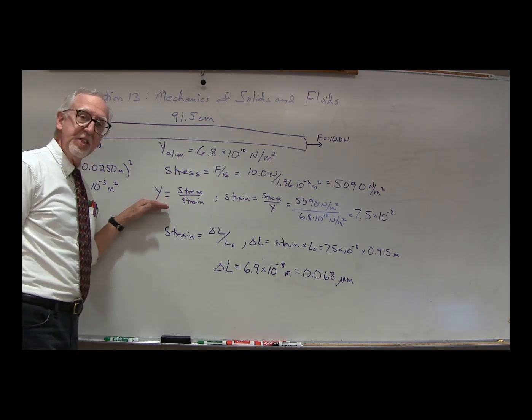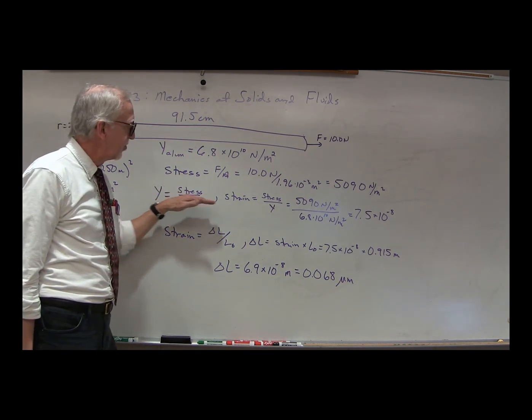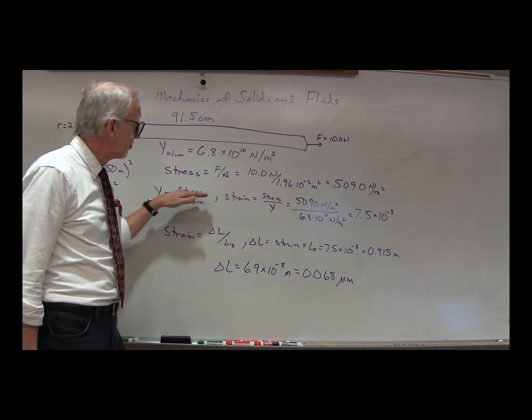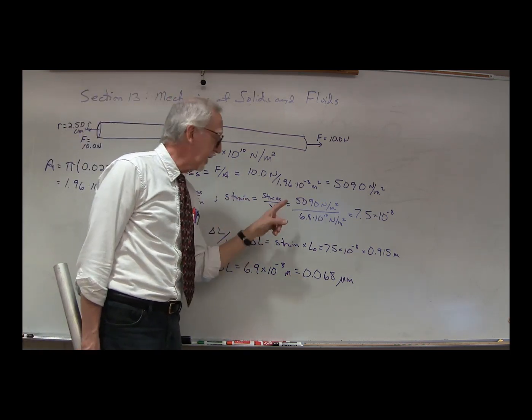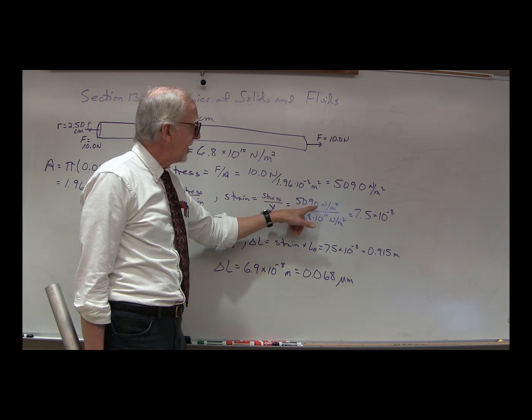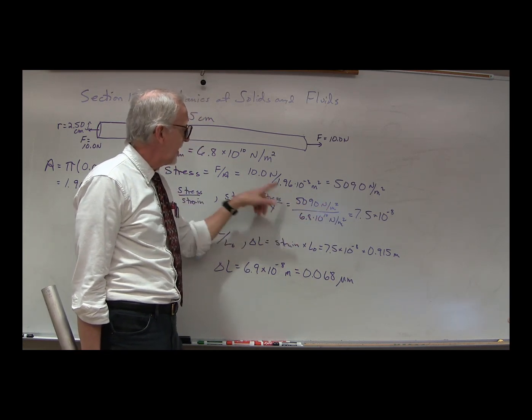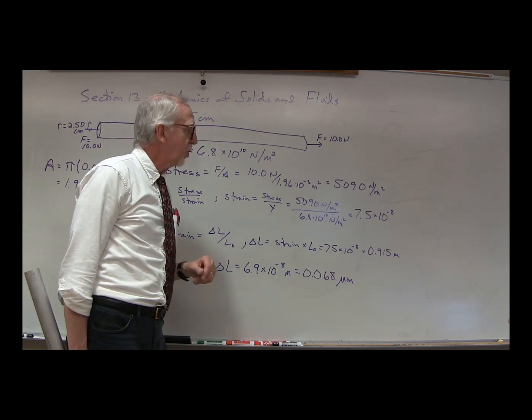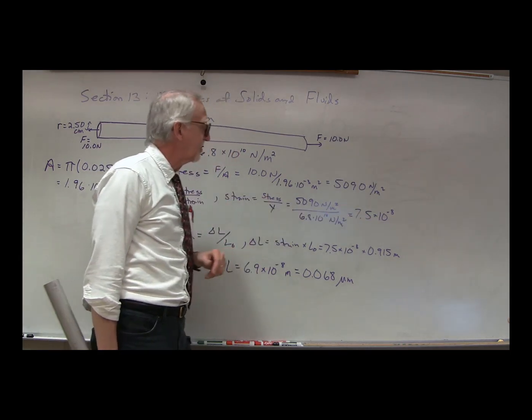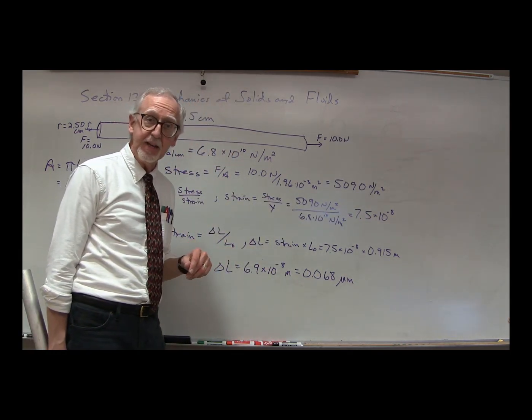Remember the Young's modulus we defined as the stress over the strain. The strain is then the stress divided by Young's modulus, which in this case gives us a strain of 5,090 newtons per square meter divided by Young's modulus, 6.8 times 10 to the 10th newtons per meter squared, which gives us a strain of 7.5 times 10 to the minus 8th.